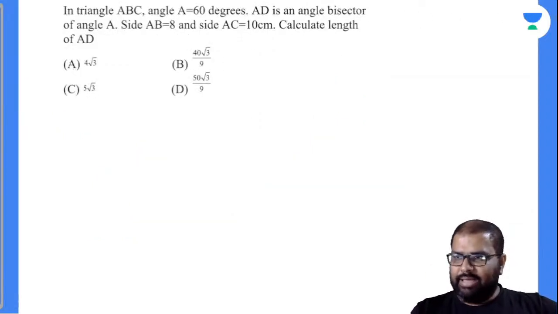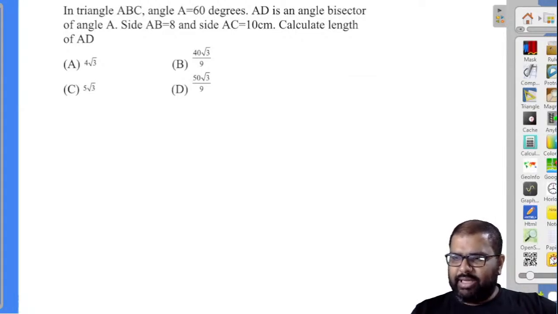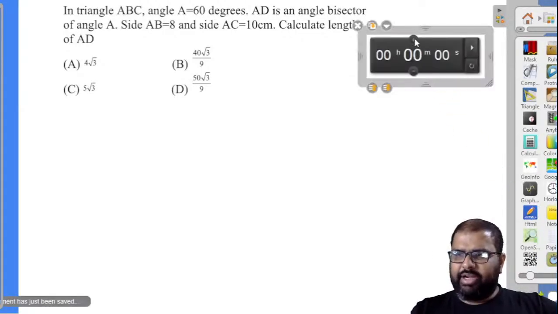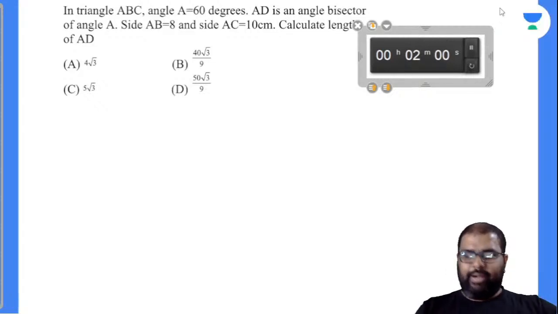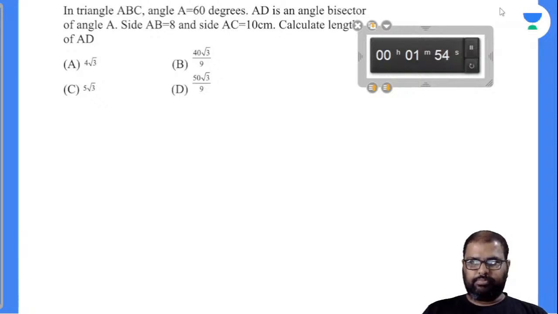And again, let's see how many can solve this. This is a little bit typical question here. You have to know a little bit of trigonometry also. If you know trigonometry, then you can solve this question very, very easily. Let's see how many can solve this. People might think that this can be solved with Apollonius theorem or Stewart's theorem, but it is not that easy.